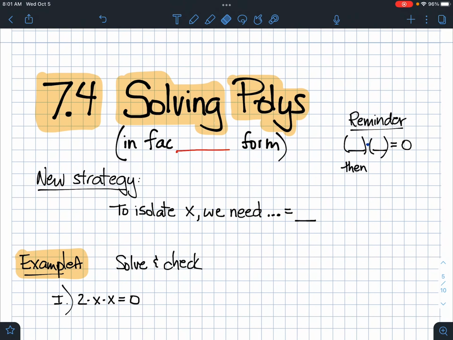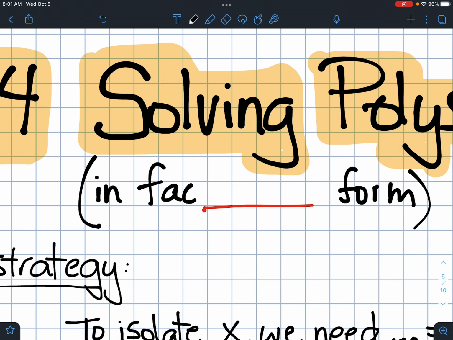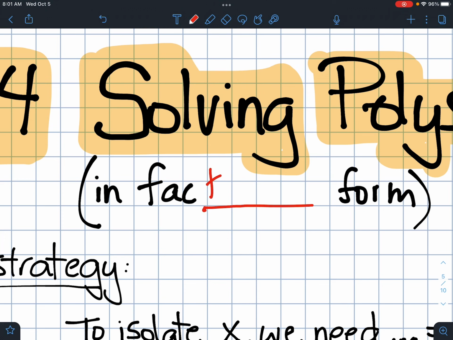All right, here we go. 7-4, solving polynomials. Our polynomials today are going to be in something strange. We call it factored form.